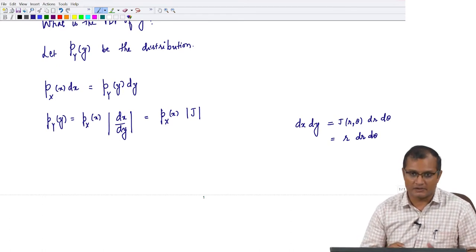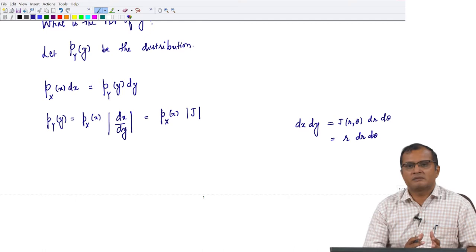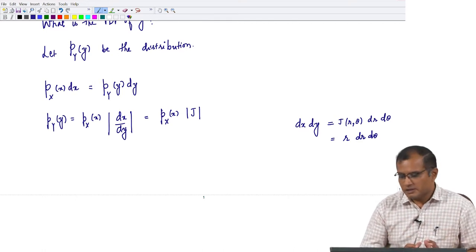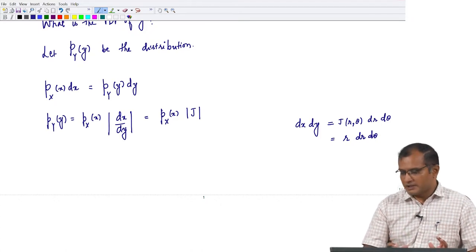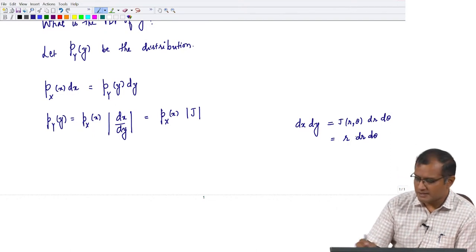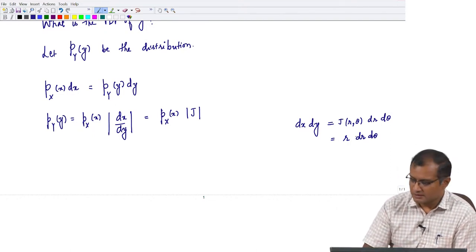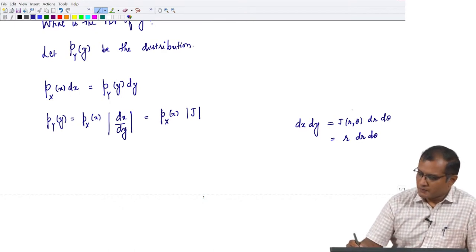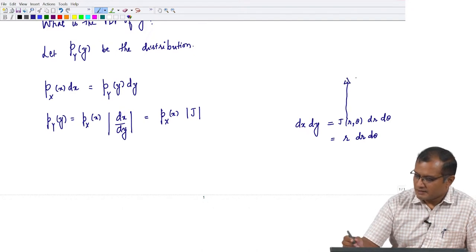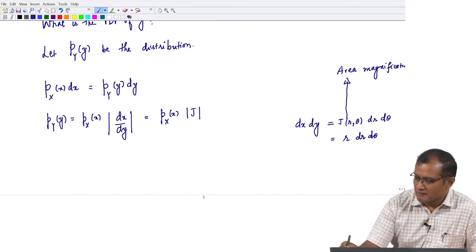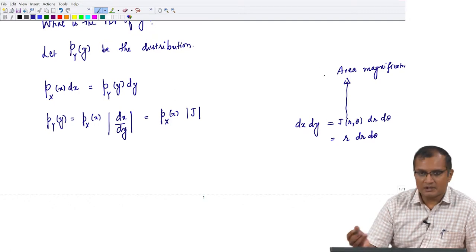This is the Jacobian of the transformation. And if the transformation between new coordinates and the old coordinates is canonical, then the Jacobian is unity. In this case the Jacobian is not unity, it is r. You can also call the Jacobian the area magnification factor. So this is the two dimensional argument.